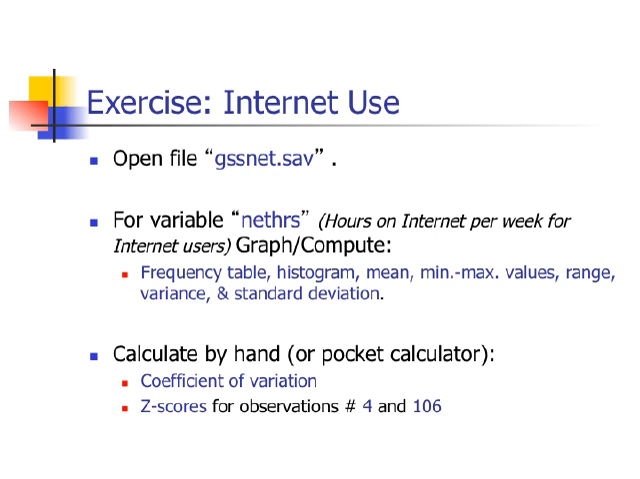And what we're going to do is similar to what we did with the IQ variables. We're going to graph and compute a frequency table, a histogram, the mean, the minimum, the maximum, range, variance, and standard deviation. And then by hand or use a calculator, calculate the coefficient of variation and z-scores for observations number 4 and 106. The z-score calculations will give you some experience doing that. Again, z is calculated by subtracting the score from the mean and dividing by the standard deviation. Okay, so do that for that one variable, and I'll take a look at the results.